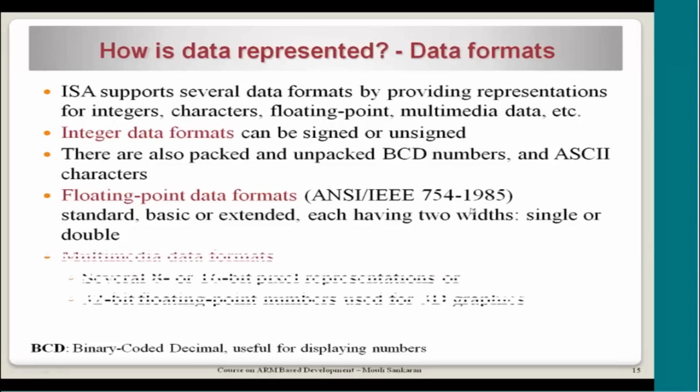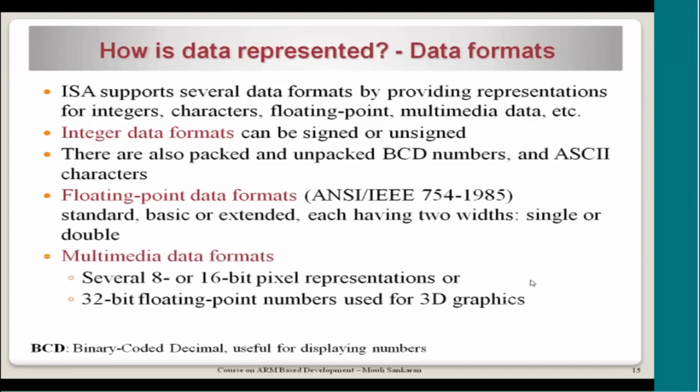And multimedia data, there are so many ways. Every pixel in a graphical representation that a graphics processor handles will be defined here, and it could be a floating point number used for 3D graphics, or it could be high precision numbers of 64-bit or 80-bit.